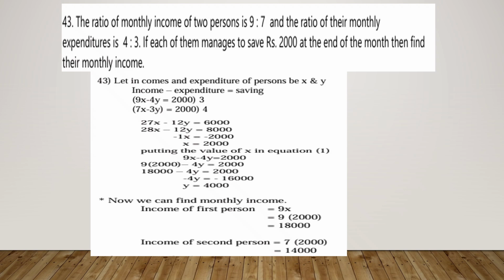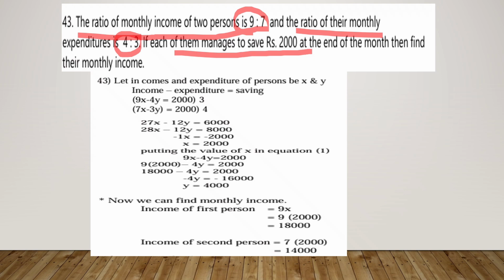Now let us discuss question number 43. The ratio of monthly income of two persons is 9:7 and the ratio of their monthly expenditure is 4:3. Each of them manages to save rupees 2000 at the end of the month, then find their monthly income. So here the ratios of the incomes and expenditures of the two persons are given as 9:7 and 4:3, and also they said that the savings will be rupees 2000 by each of them. We have to find the monthly income.